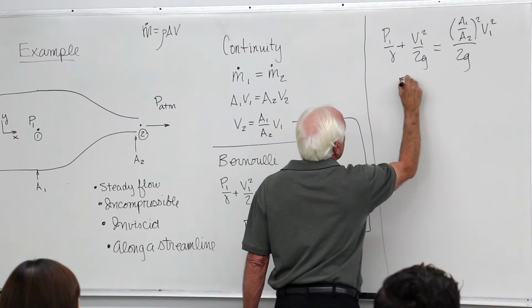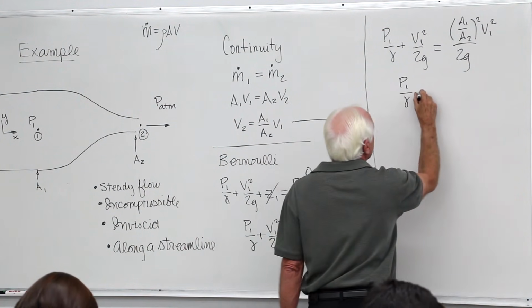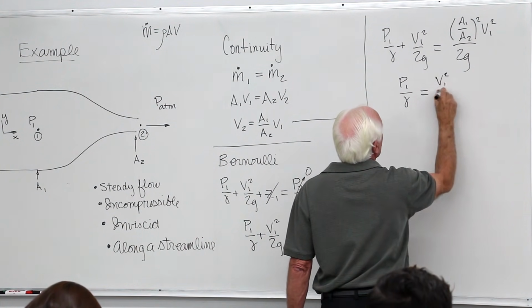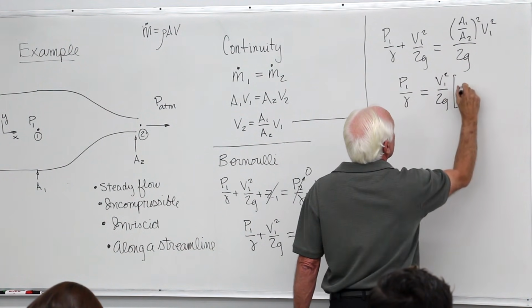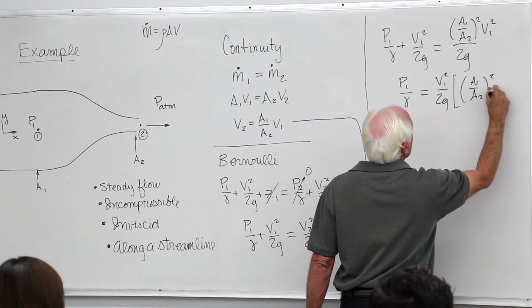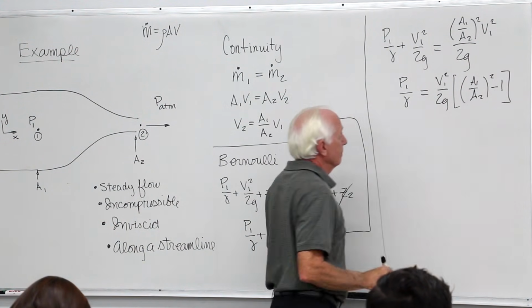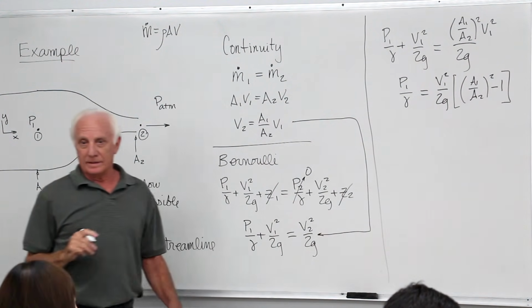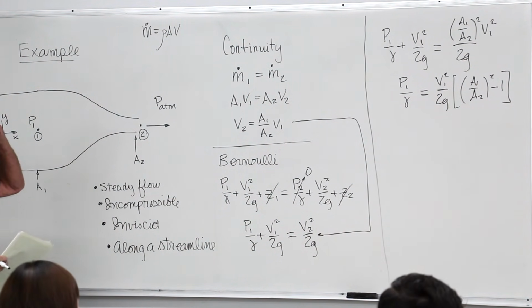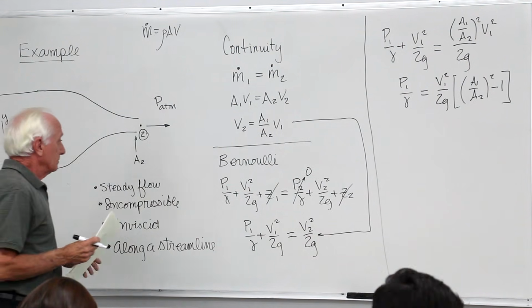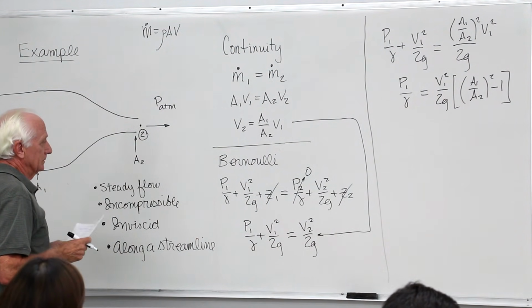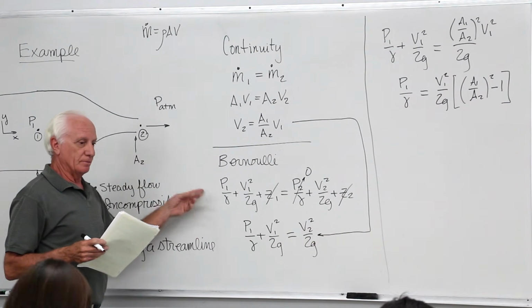P1 over gamma is equal to V1 squared over 2g times the quantity A1 over A2 squared minus 1. That's combining continuity along with Bernoulli's. P1 is a high pressure, of course, and P atmosphere is low.